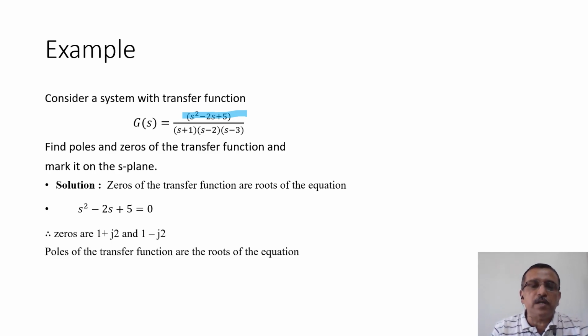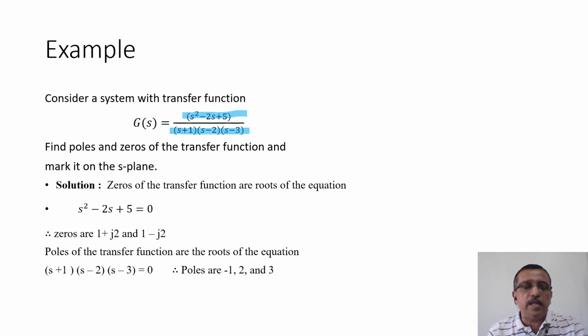And what are poles of the transfer function? Poles of the transfer function are given by the denominator equal to 0. S plus 1 into s minus 2 into s minus 3 equal to 0. Therefore, the poles are minus 1, 2 and 3. So whenever you are in an exam or anywhere, you should read the question carefully.